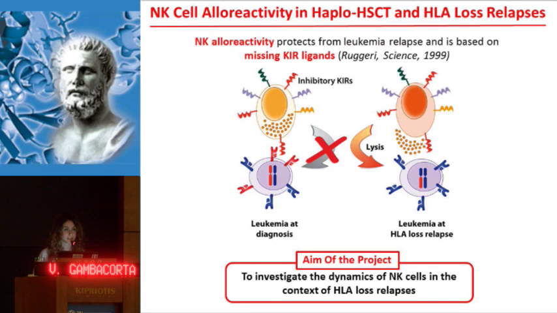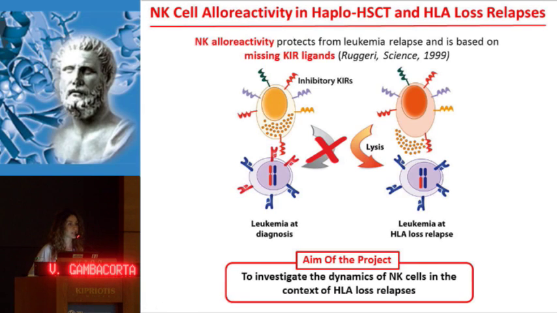As some of you already know, landmark studies from the Perugia group have demonstrated that in the context of T-cell depleted haploidentical transplantation, NK cell alloreactivity has an important role in preventing leukemia relapses. In the particular context of HLA loss relapses, this can become even more relevant, since NK cells that at the time of transplantation were inhibited by the presence of specific HLAs on the surface of the target cells can become alloreactive when the mismatched HLA haplotype is lost.